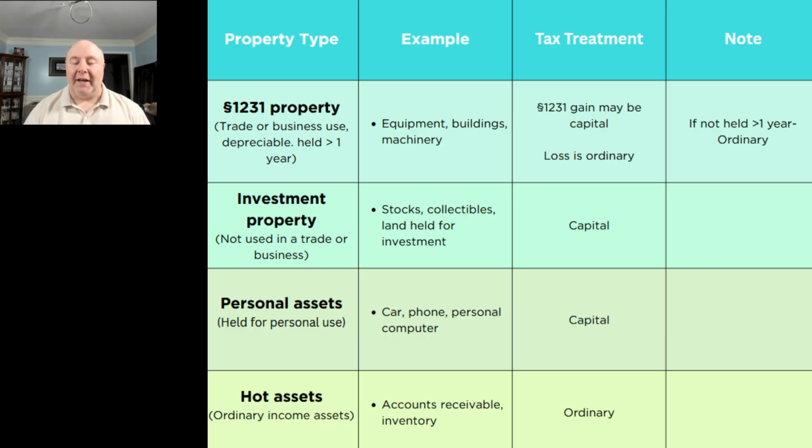The final one is the one that you all are here for, which is the 1231 property. So 1231 property has to meet 3 requirements.